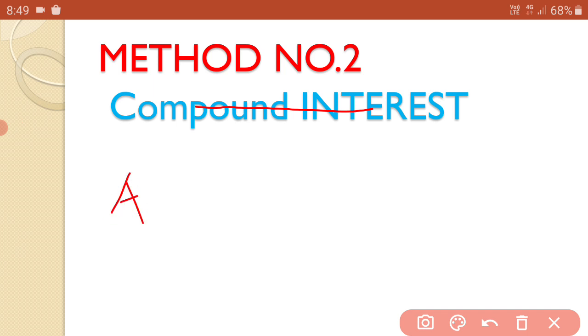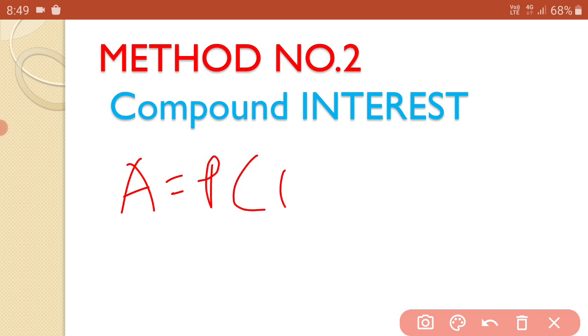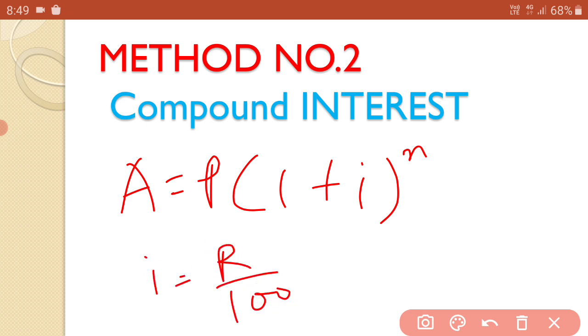A is equal to P into bracket 1 plus i raised to n. Here i is equal to R upon 100. P means principal, R means rate of interest, n is equal to time. All the points are the same, but here we find A directly.